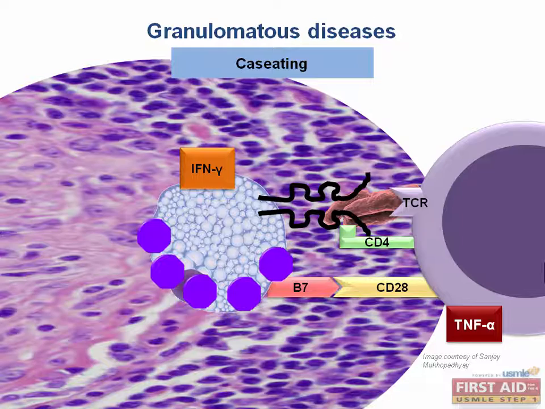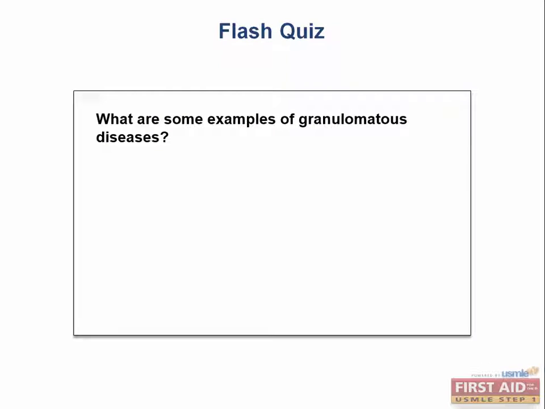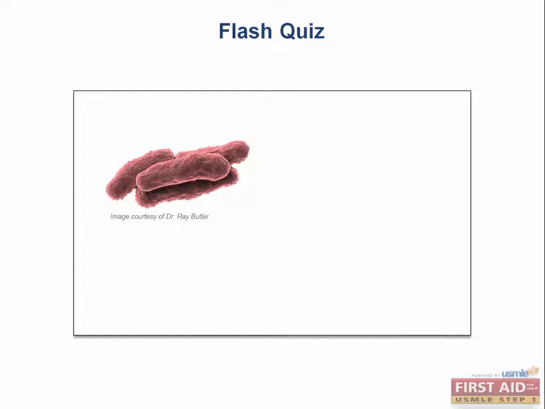Good. So let's test some of your knowledge with a flash quiz. Whoa. What are some examples of granulomatous diseases? What do you think? Let's start off with caseating. Well, we just discussed some. So tuberculosis and some other types of fungi, like histoplasmosis, coccidioidomycosis, and some others as well, maybe blastomycosis.